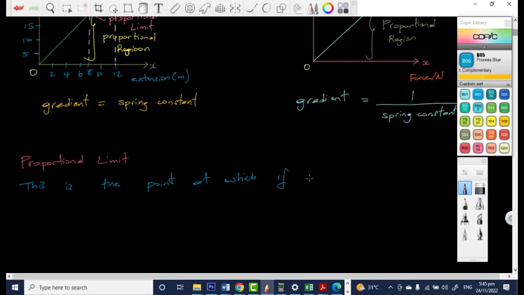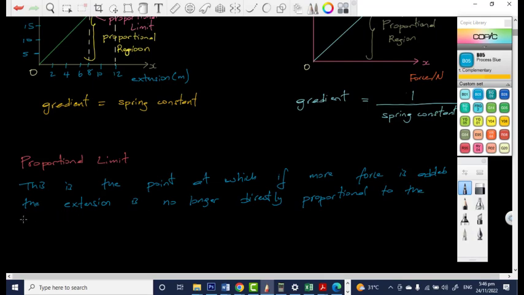if more force is added, the extension is no longer directly proportional to the applied force, and hence Hooke's law is no longer obeyed. So once we have exceeded the proportional limit, Hooke's law is no longer obeyed.